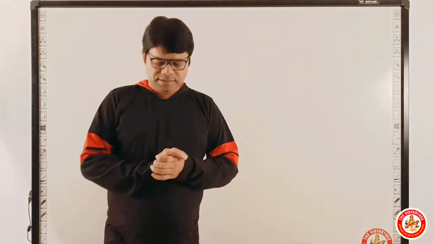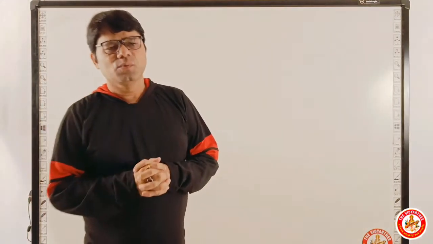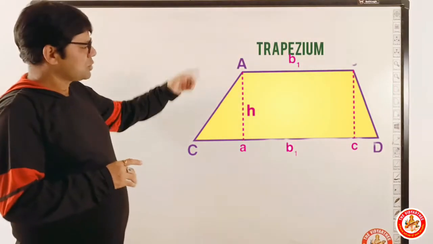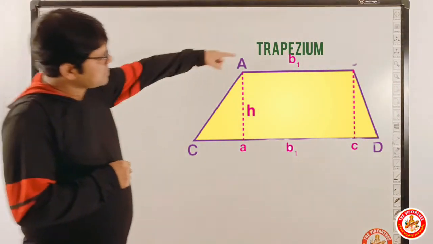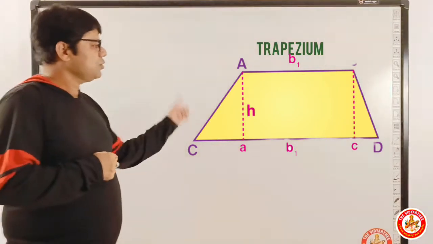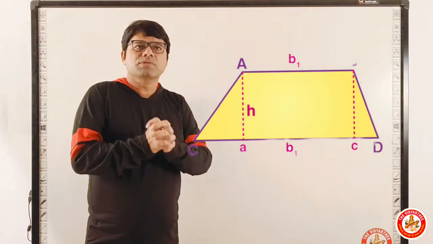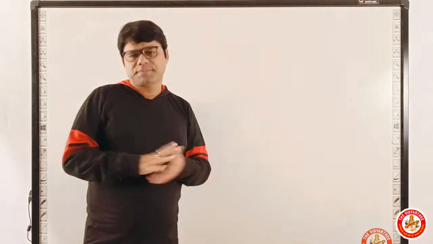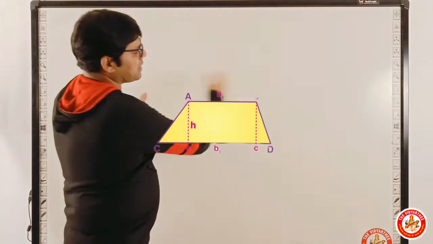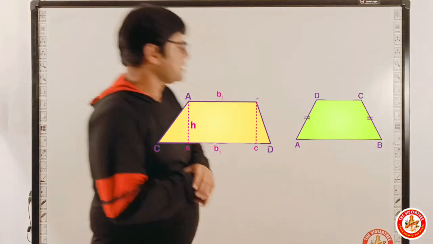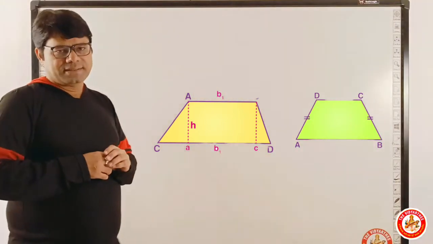There are many types of quadrilateral. We can start with the trapezium. A trapezium is a quadrilateral which looks like this. It has two parallel sides and two non-parallel sides. Now, the good thing about trapezium is there are not many types of trapeziums. One where the non-parallel sides are not equal. The other trapezium is where the non-parallel sides are equal in length.